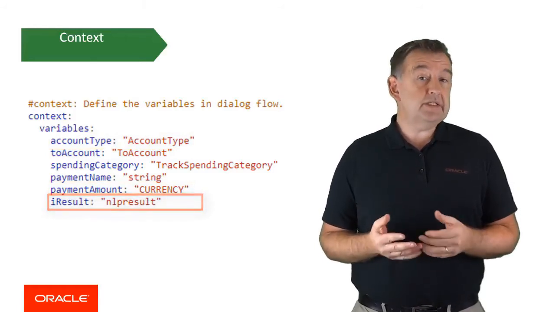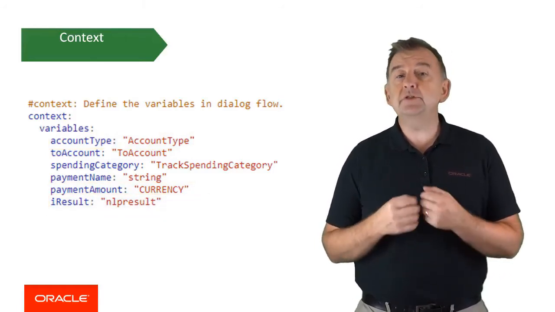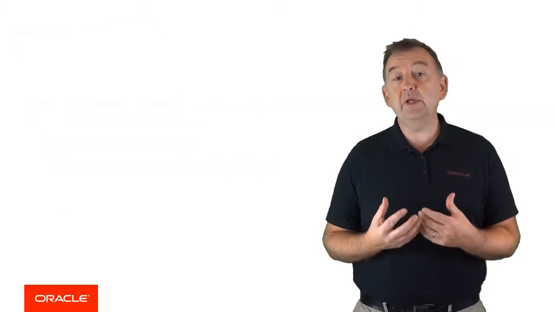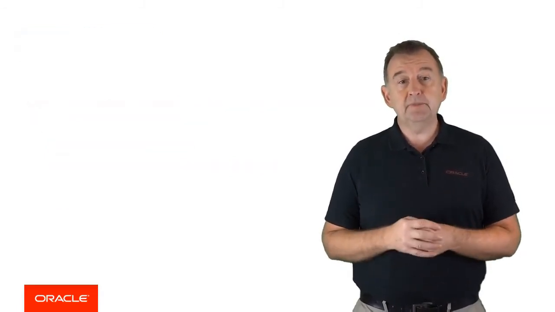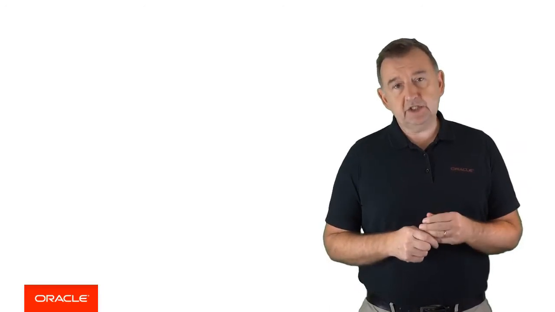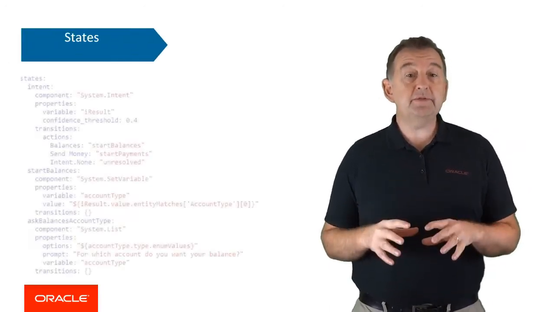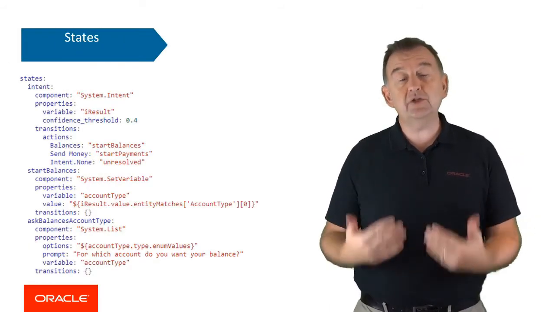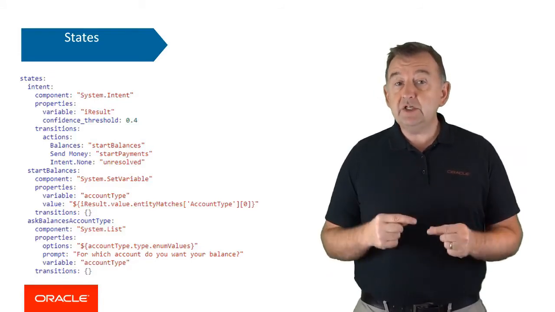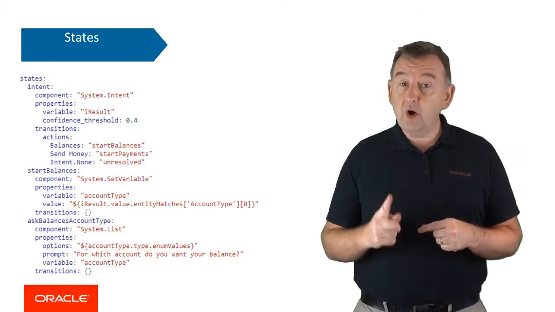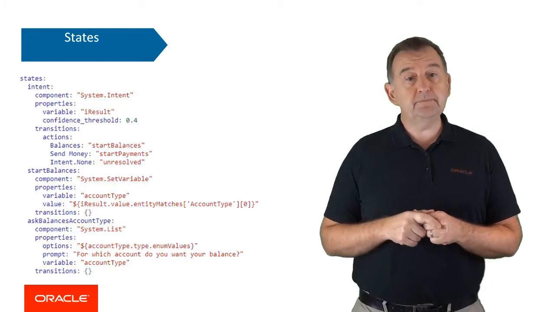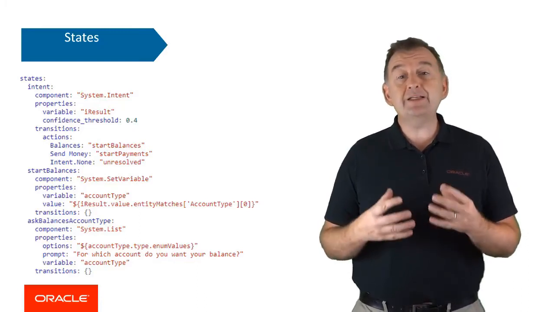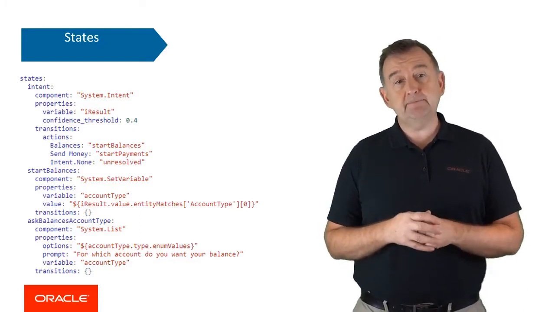And now we come to the section that's really interesting because it gets to the heart of how we implement the logic of our bot. This is the state section, which holds the steps and the activities that do the actual work for us. Each individual state is going to have one and only one component, and a component is what actually does the work for any given state.